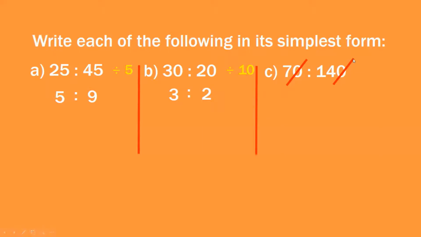So now we have 7 to 14. After canceling the zeros, 7 to 14. Now, how can we simplify this 7 to 14? 7 to 14 can be divided by 7. Both of them, 7 and 14, can be divided by 7. 7 divided by 7 equals 1, and 14 divided by 7 equals 2. So the ratio between 70 to 140 in its simplest form is 1 to 2.